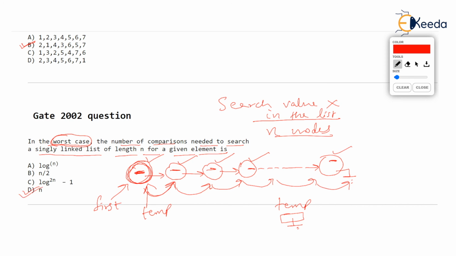So D is the correct option, isn't it? Don't even care to see the remaining options. It is ultimately known that a linked list is a sequential data structure. In a sequential data structure, you will search the value sequentially till the end. And if there are n nodes, there will be n comparisons.